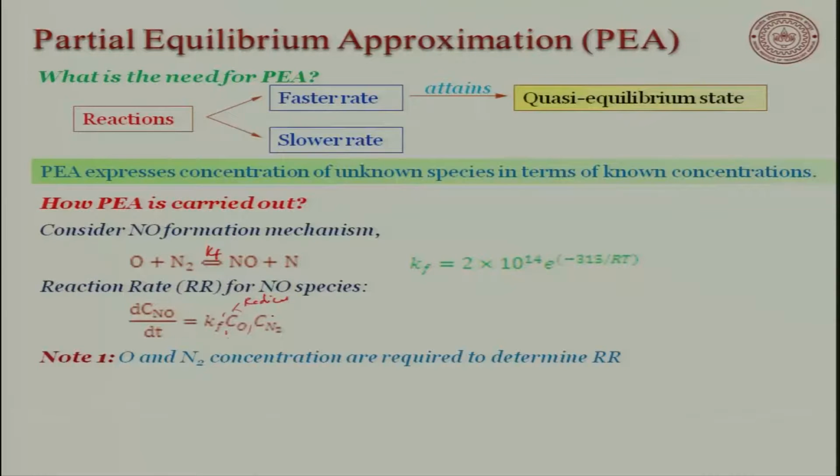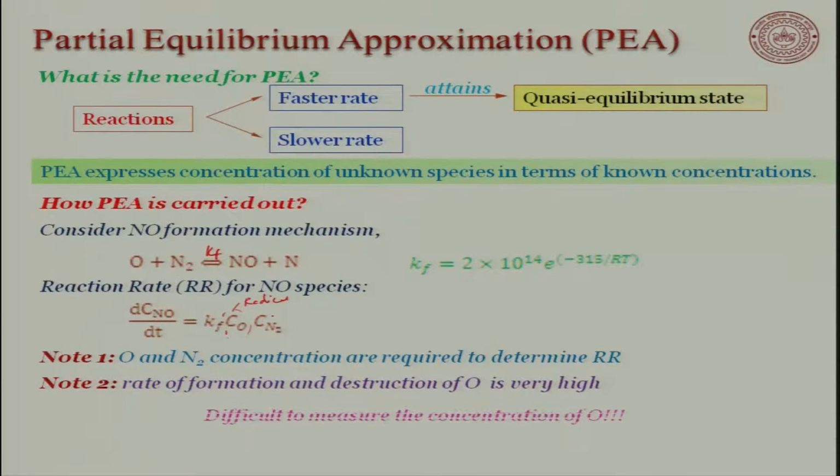Now, how to go about it? What we can say is that the rate of formation and destruction of O is very high, that is the assumption, because it is very fast. As a result, of course, it is very difficult to measure the concentration of O, that I have already said. Now, how will we handle it? Basically, we will have to invoke the equilibrium.